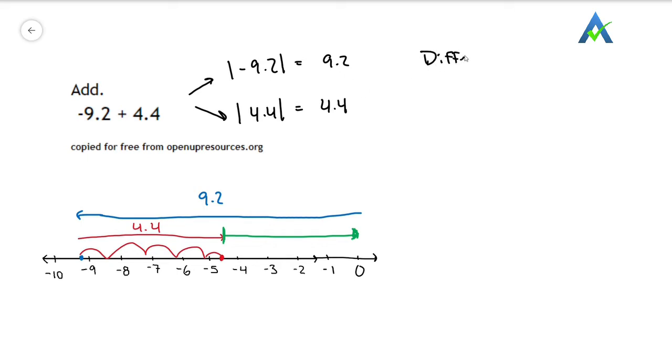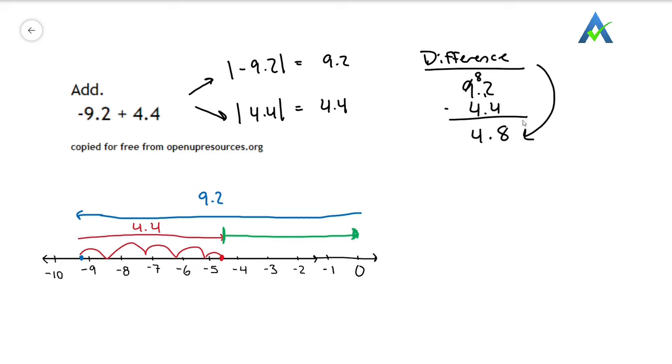So the difference, 9.2 minus 4.4, and that would give us 12 minus 4 is 8, and 8 minus 4 is 4. So the difference between these two numbers is 4.8.